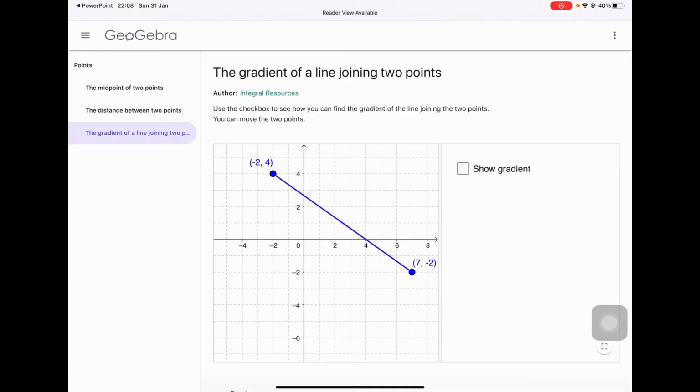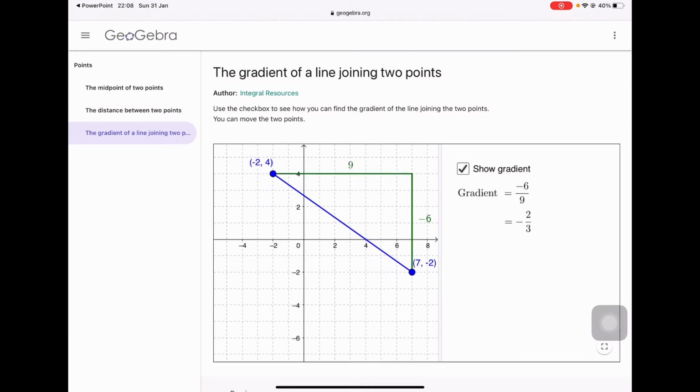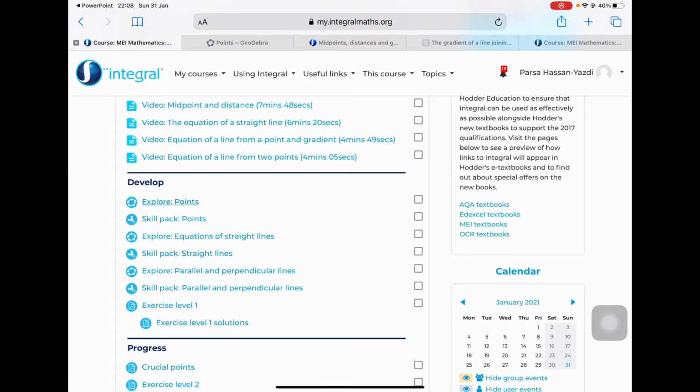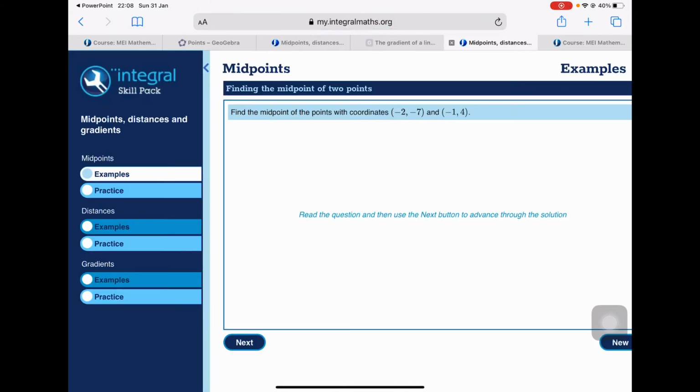The gradient of a line joining 2 points. So again, you guys know from GCSE that the gradient is equal to change in y over change in x. So the change in y is -6 and change in x is 9. So feel free to have a play around with this GeoGebra link. And after you've done that, then have a go at the skill pack activity.